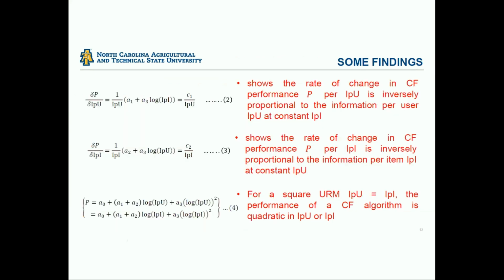Continuing, what we did was take the spatial derivative of that. The rate of change in collaborative filtering performance with respect to IPU is inversely proportional to the information per user, and the same holds for the information per item. And when IPU is equal to IPI, meaning the number of ratings per user in a user-item rating matrix equals the number of ratings per item, then the performance will be quadratic in IPU or IPI, information per user or information per item.